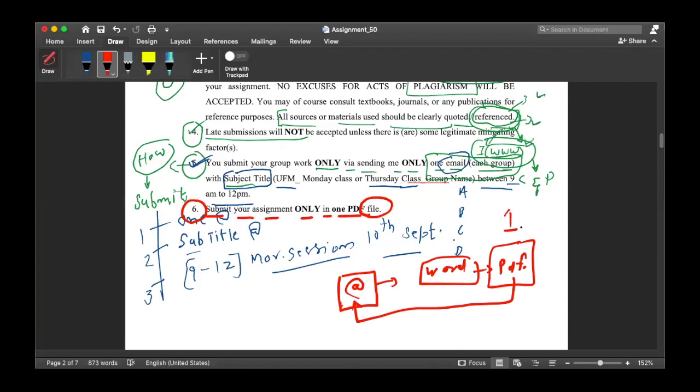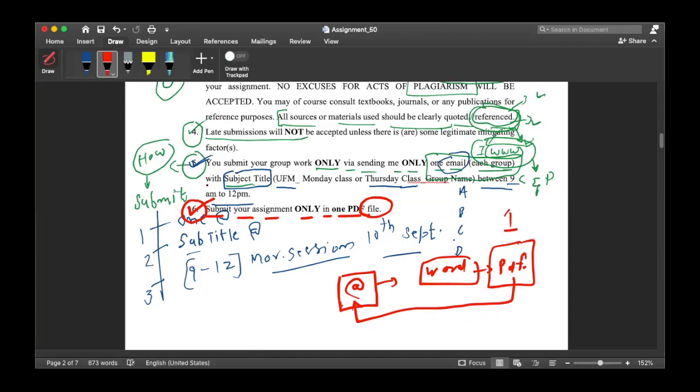Do not submit more than one file. If you submit more than one file, it's unnecessary because I'm not going to read it at all. If you send me 3 or 4 files, I'm only looking for the PDF file. If there is no PDF file, I will not download it and I will not read it, which means you get 0 marks. So just one file in PDF format, one group, obviously.